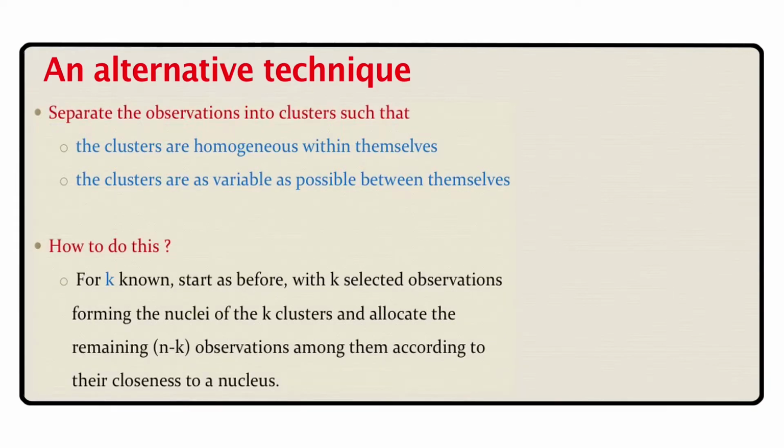So for k known, in this case again we are assuming that k is known. So start as before, select k observations to form the nuclei of the k clusters and allocate the remaining n minus k observations among them according to their closeness to a nucleus. So the first step is similar to what we do in k-means clustering, but in k-means clustering we are reallocating on the basis of their nearness to the centroids.